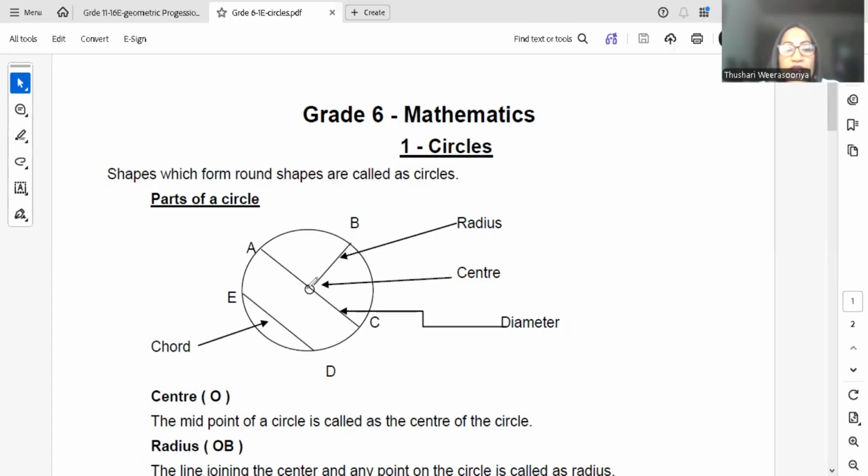Now, this is called the center. The midpoint is the center. We can name the center with one letter, because the point O, the midpoint of a circle, is called the center. Then the radius.